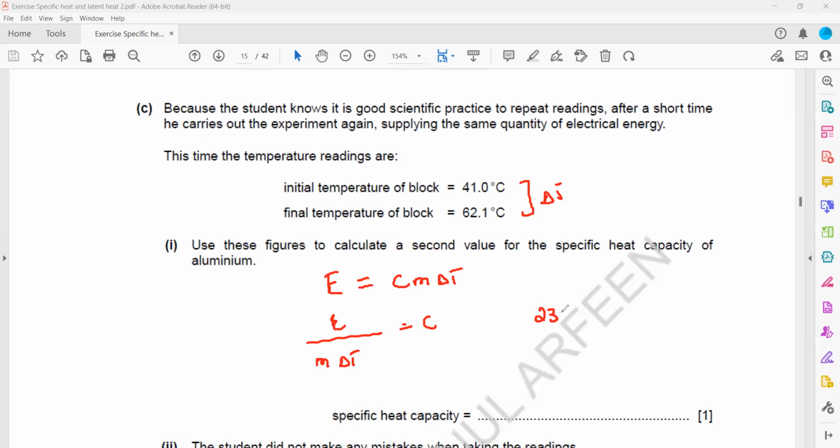Energy we supplied is the same, 23,800. The mass is also the same. There is no change in the mass. That is the same block, 0.93. And temperature change for this part is 62.1 minus 41. So when we substitute, it will be 1212.9. So specific heat capacity is 1212.9. The unit is joule per kilogram degree centigrade.